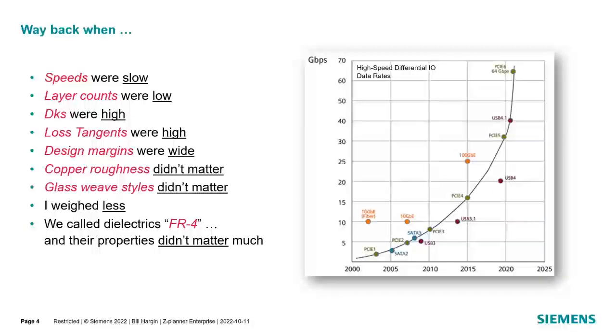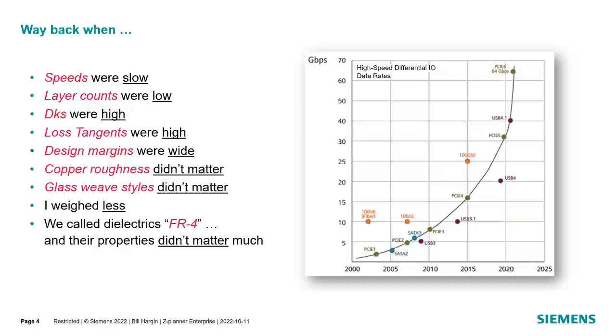Way back when I was getting started in this space, which would have been in the PCI days where speeds were just 33 megahertz. Speeds were fairly slow, really slow by today's standards. Layer counts were low, decays were high, loss tangents were high. Design margins were pretty wide, and copper roughness didn't matter, glass weave styles didn't matter. Of course, that weighed less, and we called dielectrics FR4, and their properties didn't matter very much.